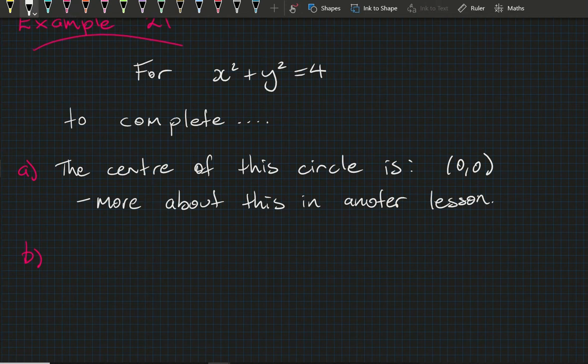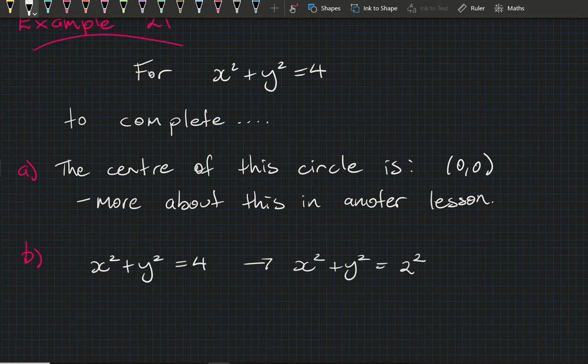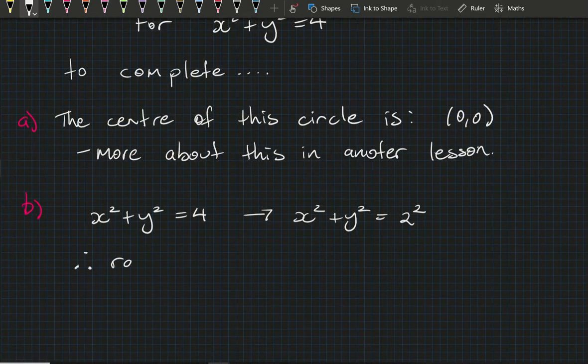Alright, in part B, we need to state the radius. Now because our relation here is x squared plus y squared equals 4, well, that's just x squared plus y squared equals 2 squared. So therefore, the radius for this circle will be 2. So far, so good, hey?